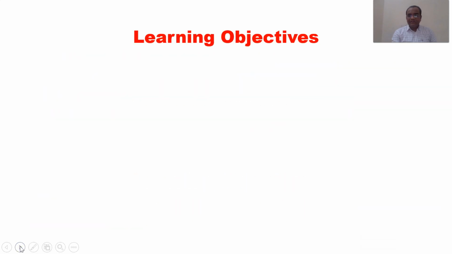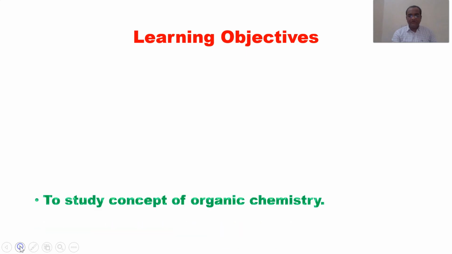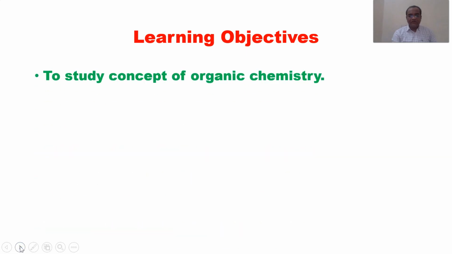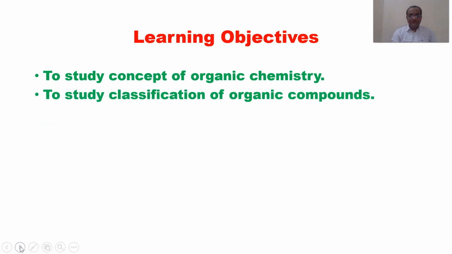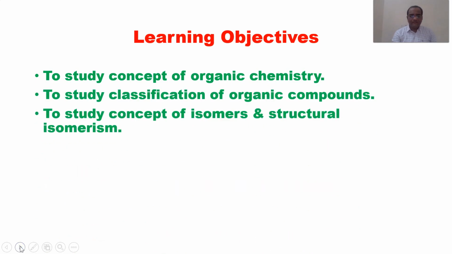Let us see the learning objectives of the session. The first learning objective is to study the concept of organic chemistry. To learn organic chemistry, one should know what organic chemistry is. Then to study the classification of organic compounds, and to study the concept of isomers and structural isomerism. That is a part of your syllabus.